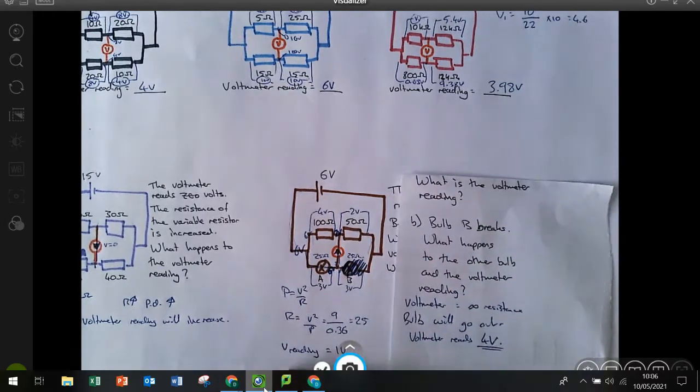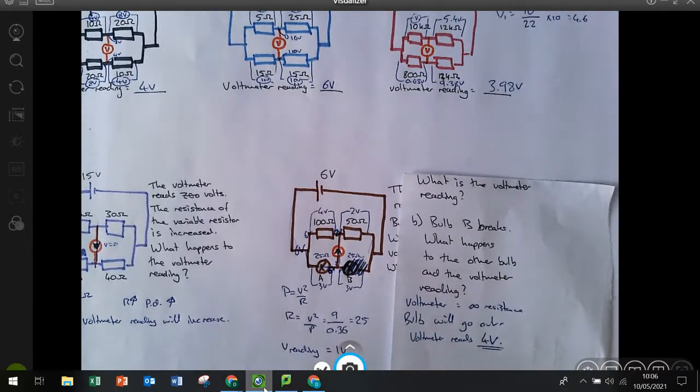Okay, if you did this in reality, it might be very slightly different. It might be like 3.9 or 3.8 or something, depending on the actual resistance of the voltmeter. But theoretically, it has infinite resistance, as we've said.